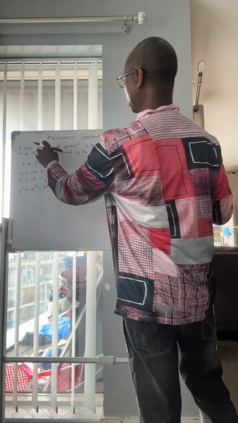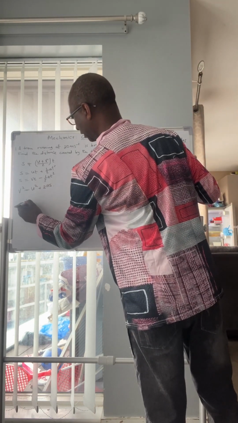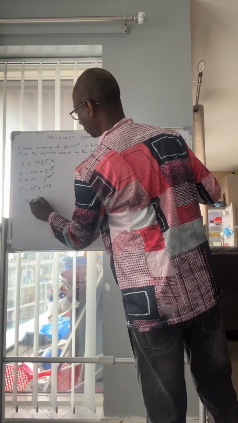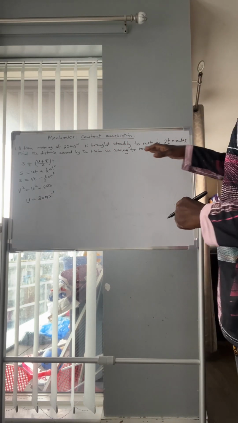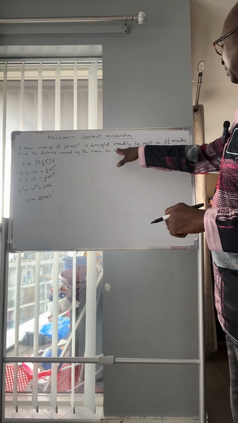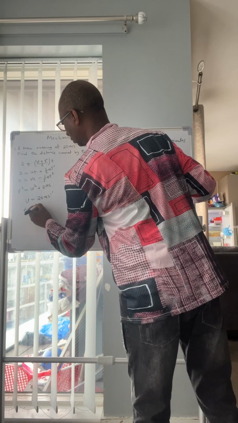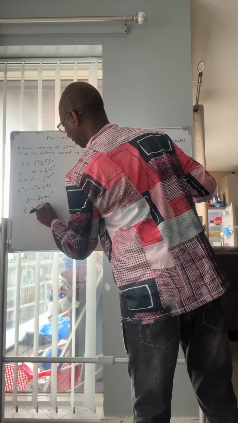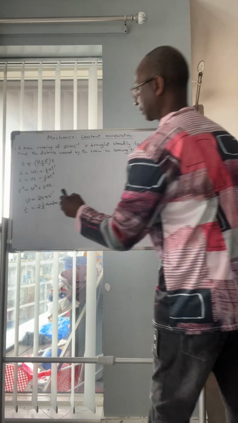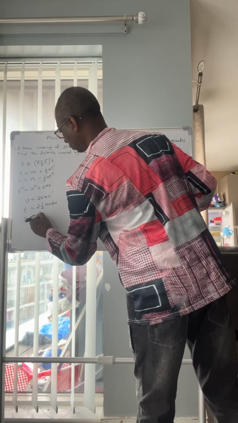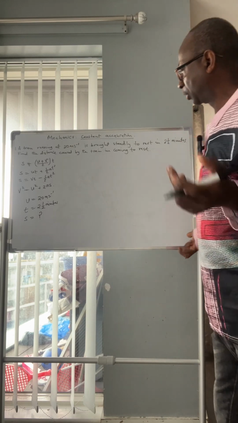But this is it. Now let's look at what we have from the question. They said a train is running at 20 meters per second, which means this train's initial velocity is 20 meters per second. And it is brought steadily to rest in 2.5 minutes, so the time is 2.5 minutes. And then they say find the distance, find s. It's s we don't know. So now these formulas are available to you. Which formula do you use?